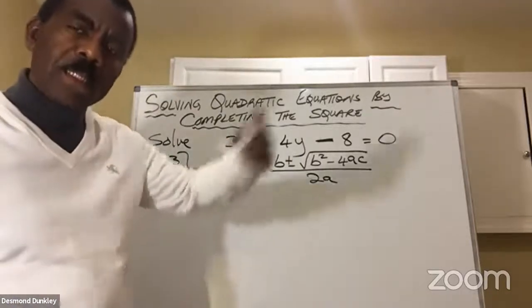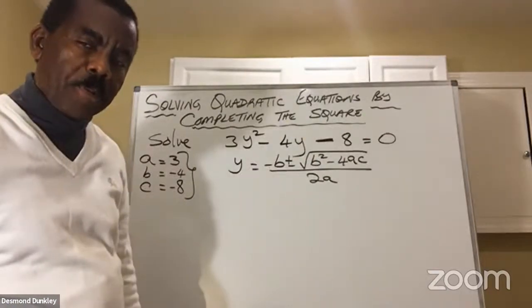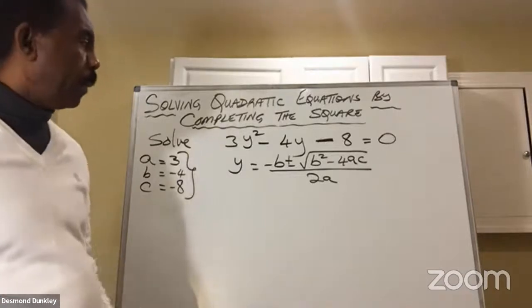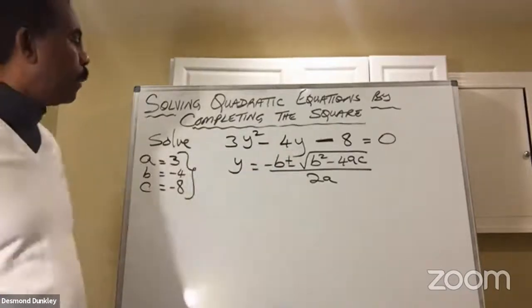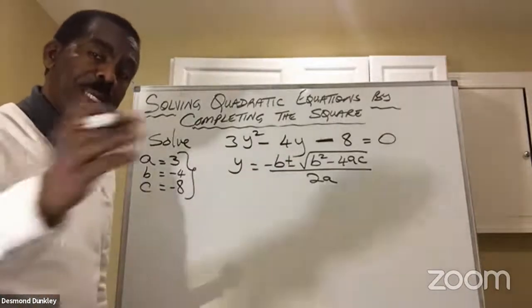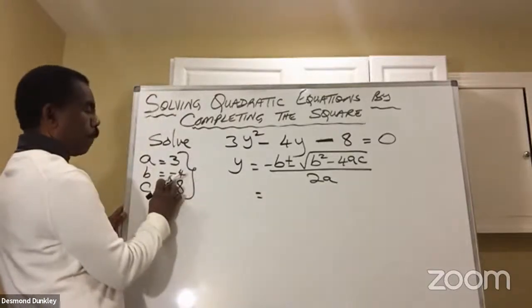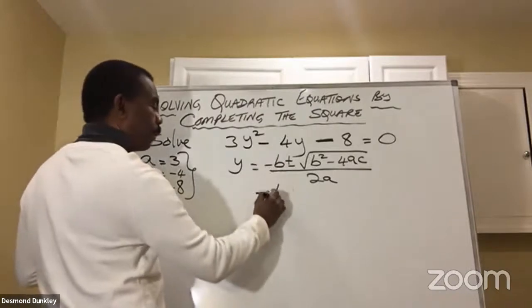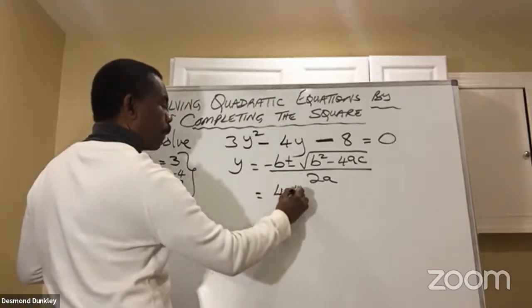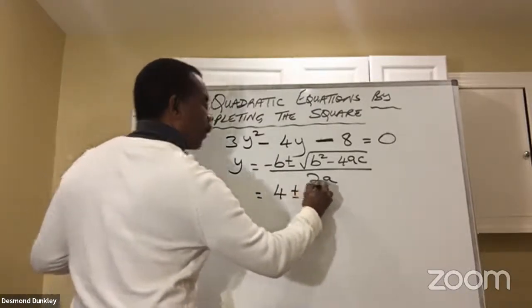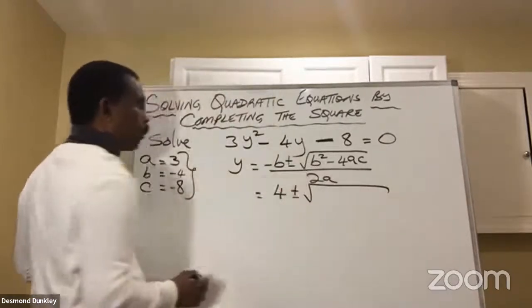We covered this maybe about 2 or 3 sessions ago, so this was done already. We're going to use it now that we have already covered it. In this case, b is negative 4, so negative b is going to be positive 4 plus or minus the square root of, what is b squared?